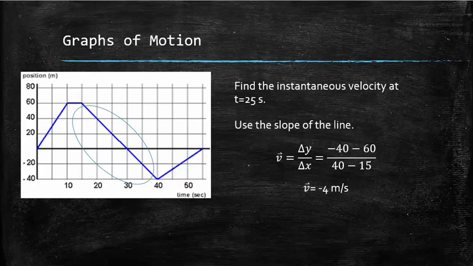So here we go. Here's that same graph of motion, and I want to know what the instantaneous velocity is at 25 seconds. And so you find the 25-second point, and it's on that nice little downward pointing line. And so we're going to find the slope of the line, and that's going to give us the instantaneous velocity. Use change in y over change in x, and you get -4 meters per second.